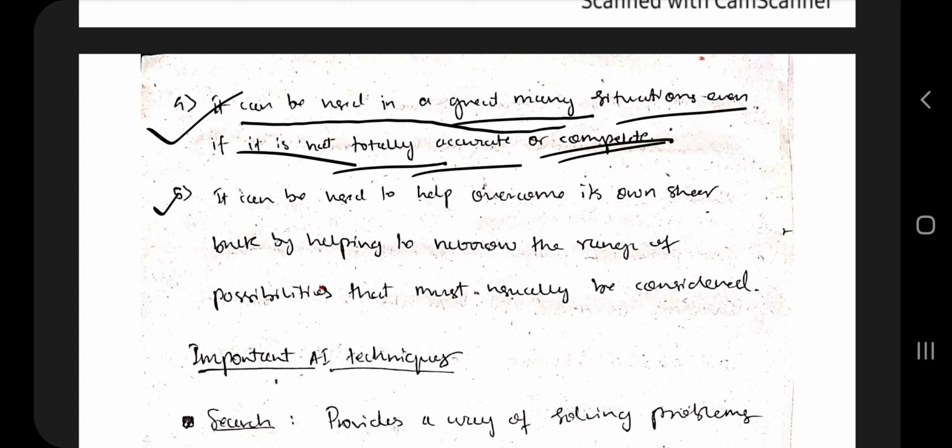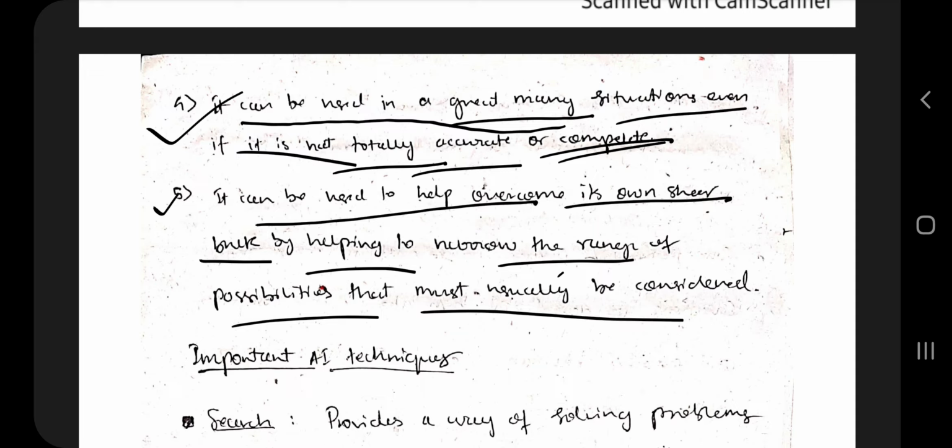The last point is it can be used to help overcome its own sheer bulk by helping to narrow the range of possibilities that might usually be considered. So if I tell you I want to go somewhere, then there can be an infinite number of possibilities where I want to go, right? Countless possibilities will be there. But if I narrow it down by using some information, I want to go somewhere in India, from the whole universe it got narrowed down to India. Again, if I tell you in India I want to go somewhere in Maharashtra, so from the whole of India it got narrowed down to Maharashtra. That feature should be there.